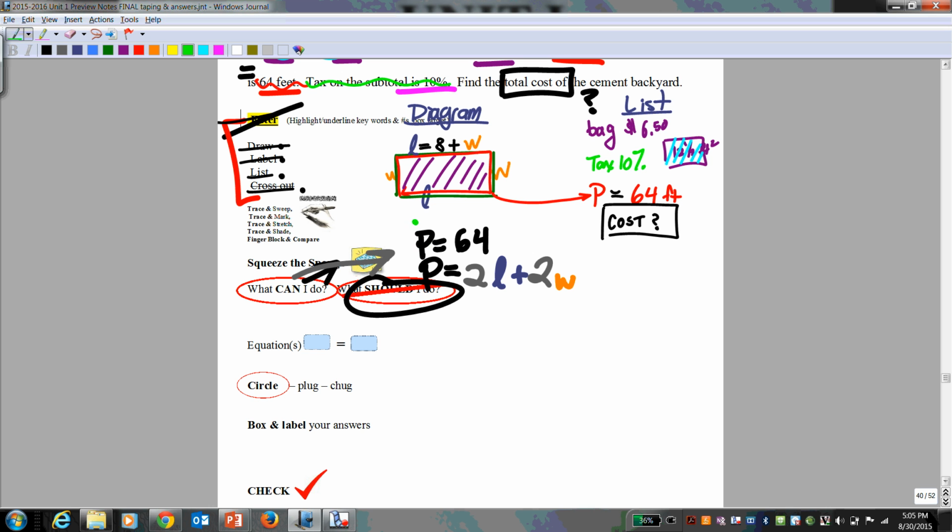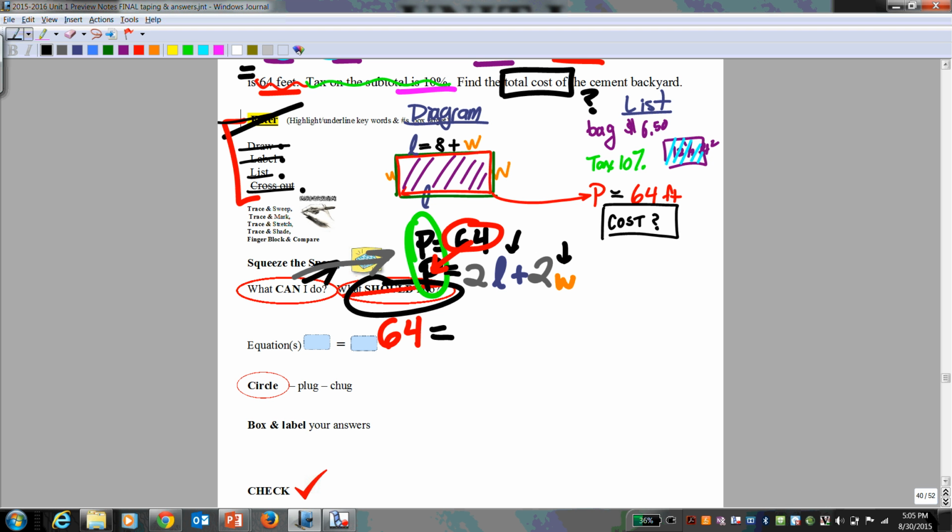Can you circle, please, the fact that the perimeters are the same? Circle that. Can you circle the 64, please? So if the perimeters are the same, we can take that 64 and plug it in right there. Now we're starting to get some numbers going on here. Equals. The problem over here is I have 2 separate variables. That's not going to fly.